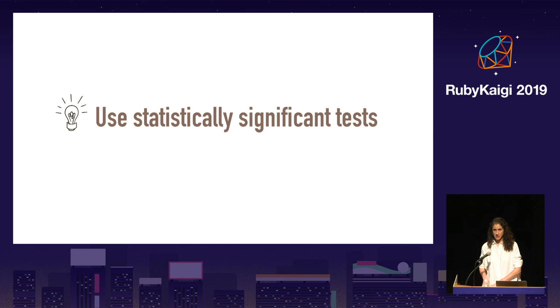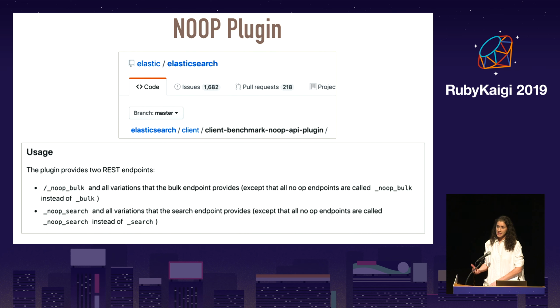And then this is the last best practice I'm going to talk about: use statistically significant tests. So how does this translate to the client benchmarking framework? Elasticsearch actually has a plugin called the NOOP Plugin that's in the code base. You can build it yourself with Elasticsearch and use it. It has two REST endpoints, NOOP bulk and NOOP search, and what these endpoints do is nothing. Elasticsearch just returns when you hit them.